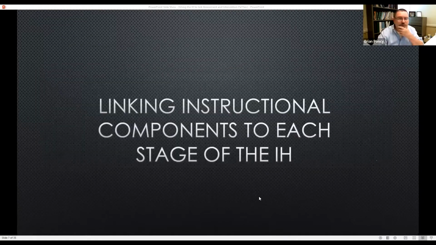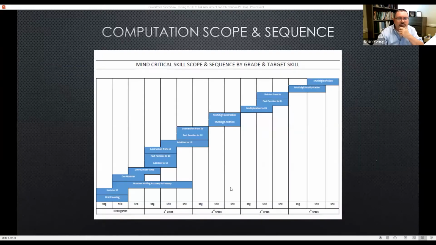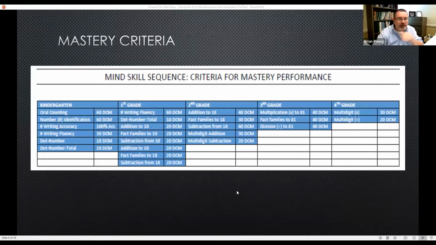Okay, so linking instructional components to each stage. I went through a lot there fairly quickly. I want you to get the basics of the skill hierarchy. Understand that you need to have a scope and sequence because that's what you need to assess through to get your accuracy and fluency scores. And when a child isn't where they need to be in a grade level standard, you want to be able to test back to make sure of what that student needs. And then obviously skill criteria. We don't want to move to the next skill until it's learned at a fluent enough level.